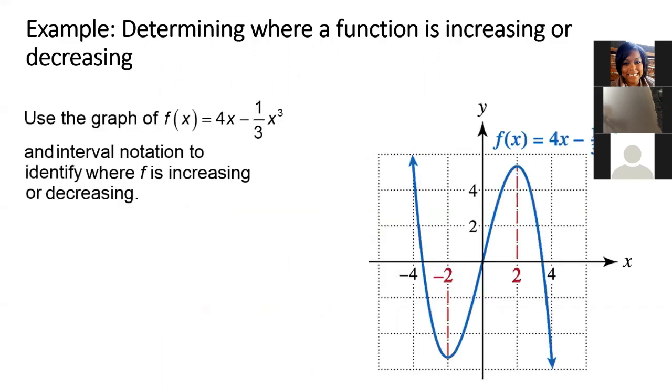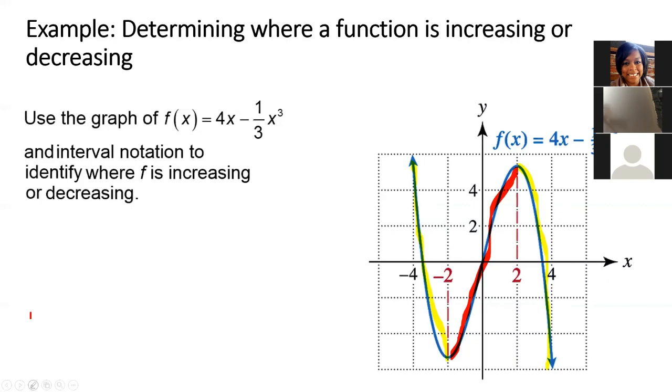Okay, so here's our example that we're going to do together. We have the graph of f of x equals 4x minus 1/3 x cubed. Okay, so it's asking for intervals of increasing and decreasing. I like to identify them first and then go from there. I'm going to do my decreasings in yellow. So I'm decreasing, and I am decreasing. I'm going to do my increases in red, and here I am increasing.